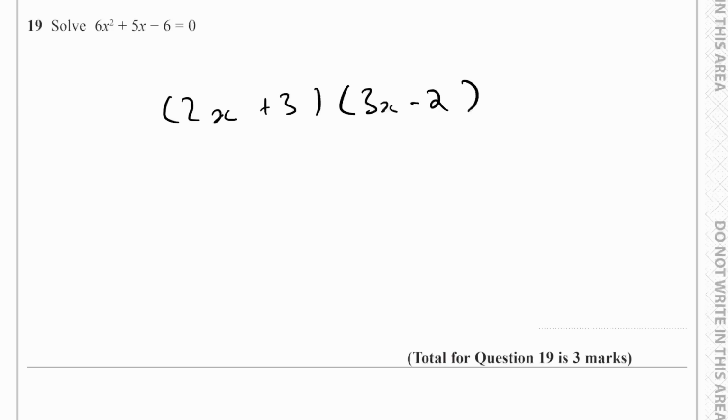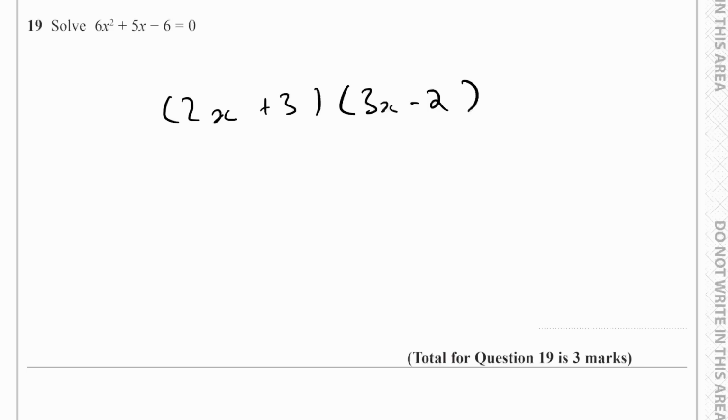You can check that this works because if you multiply these together, you get your 6x squared. If you multiply these together, 3 and minus 2, you get your minus 6. And then in terms of the adding to 5, you need to account for the numbers in front of the x's over here. So here you'd get minus 4x, and here you'd get plus 9x, and that should give you your 5x, which you're looking for. So you can see that works.